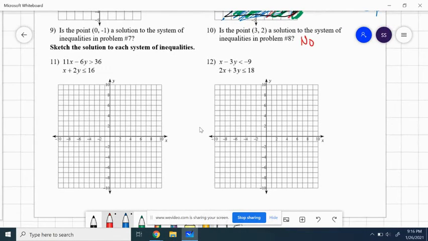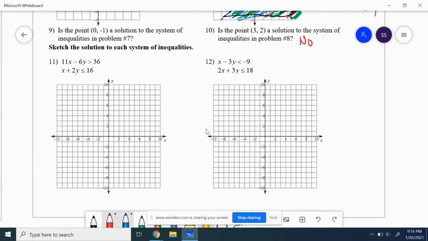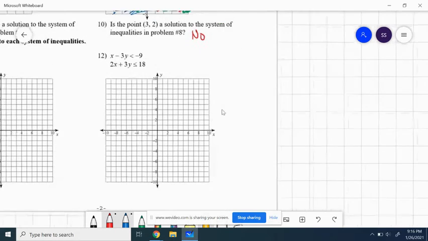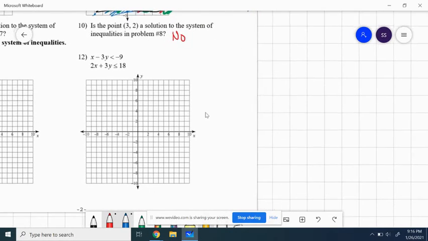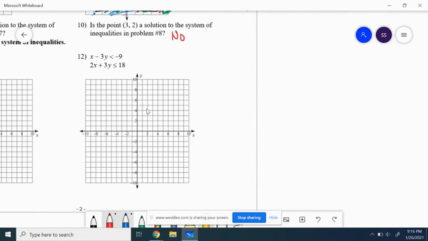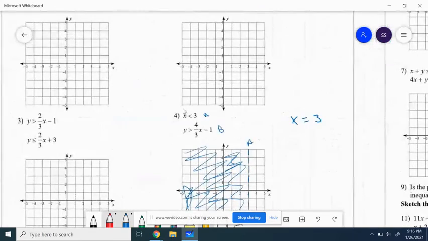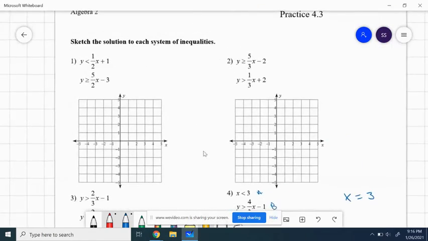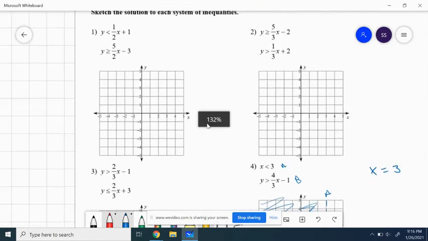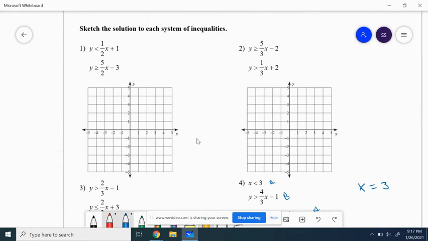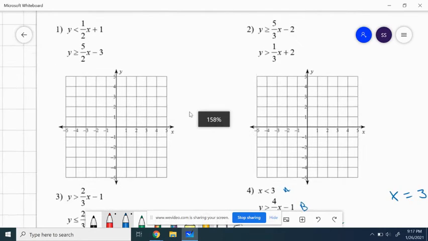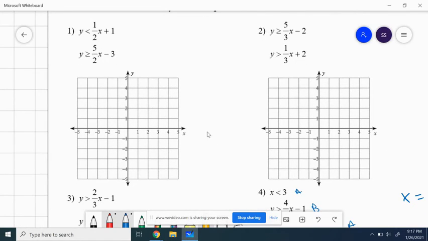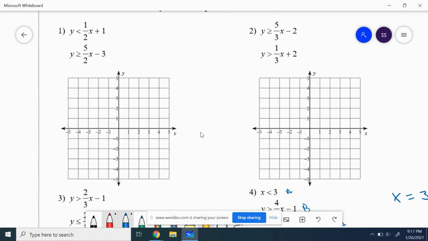Number 11 looks pretty similar. You guys can do that one. I'll do 12 for you. I guess there's not that many problems. Let's just go back and do a more basic problem. I will do one of these easy ones for you. I don't want to do too many because there's only 12 practice problems. So I'll do number 1.